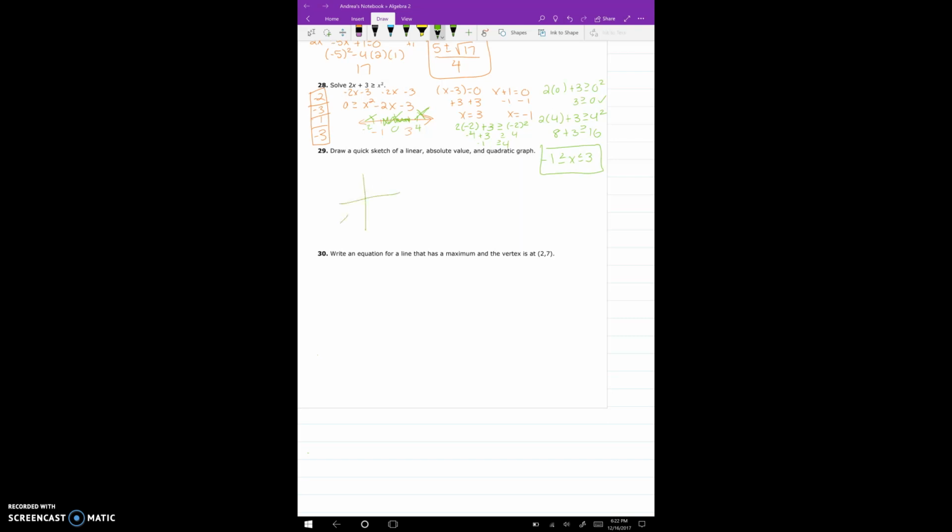So linear, absolute value is shaped like a V. Quadratic is a parabola. For an equation that has a maximum, I know that a is negative and has a vertex here, so y equals -(x minus 2) squared plus 7 for vertex form.